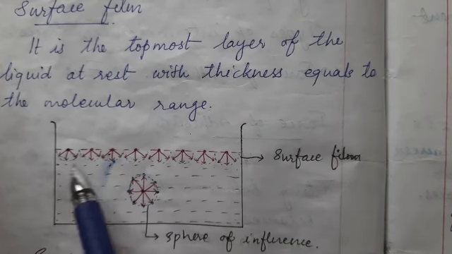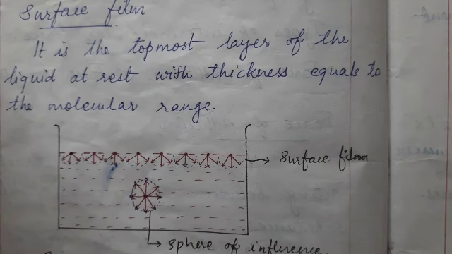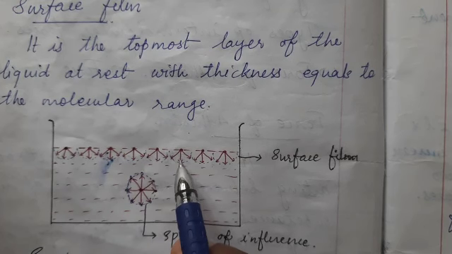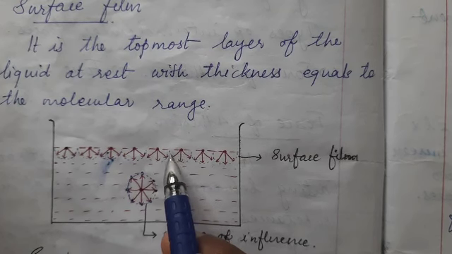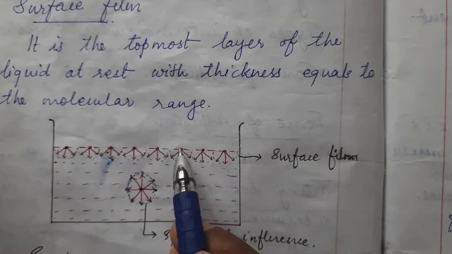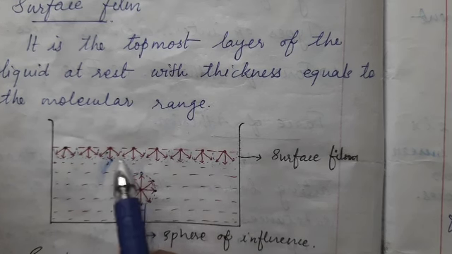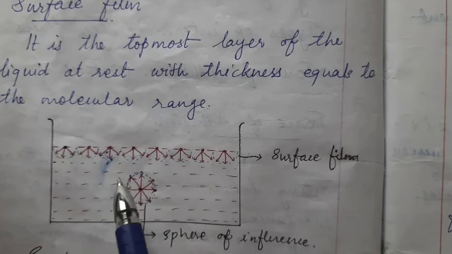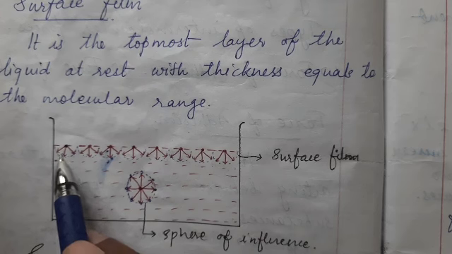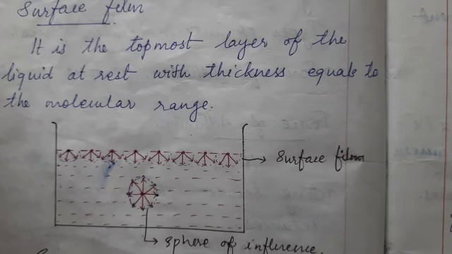You consider the topmost layer of water. The molecular range of these molecules is marked here. Here the sphere of influence cannot be drawn because this sphere is incomplete on this side. There are no molecules here, so only the lower half of this sphere is present, and this layer is called the surface film. Surface film means the topmost layer with the thickness of the molecular range. This is the thickness of that. This layer is called the surface film.